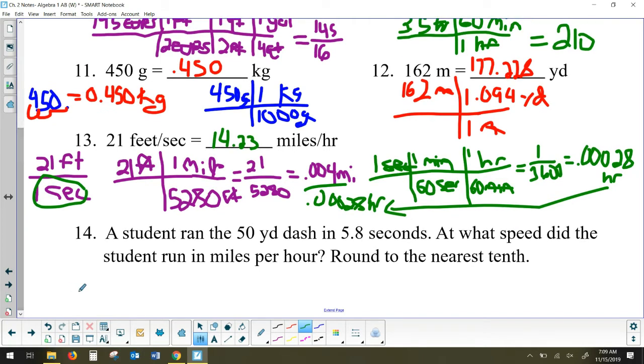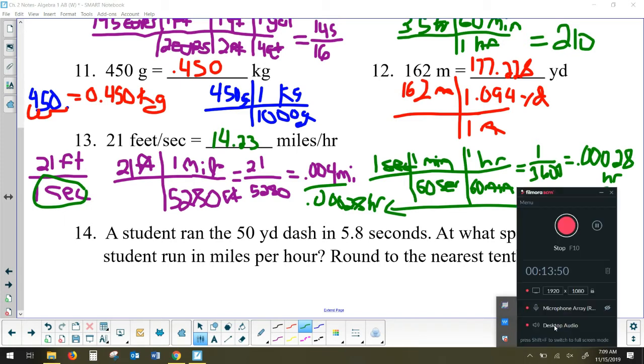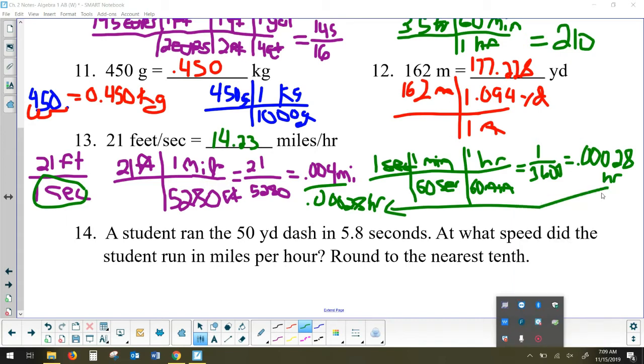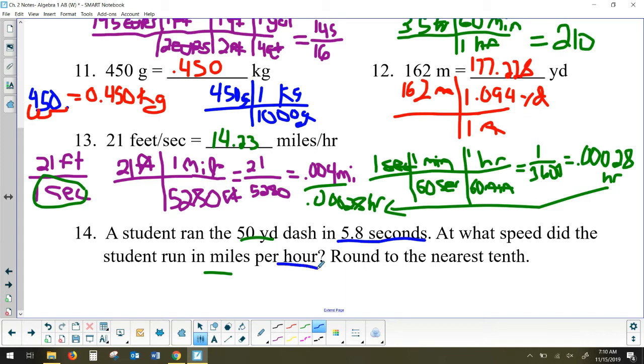Alright, I want you to take a second, and I want you to try this. You're going to have to take yards and make it into miles. We're going from 50 yards to miles. And we also want to take seconds, we have 5.8 seconds, and make them an hour.